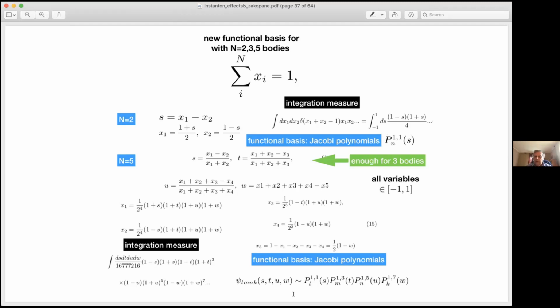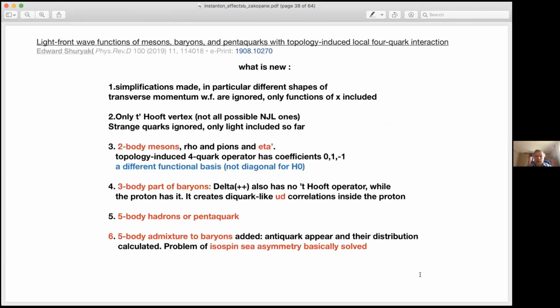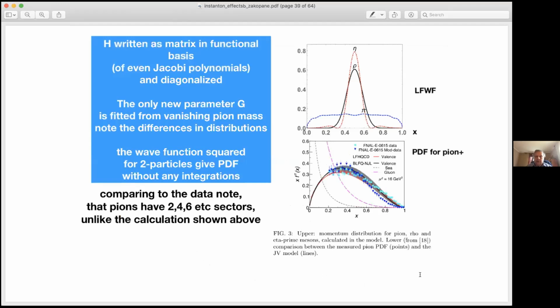So the basic functions which one needs to use are products of polynomials of each variable separately. But these are different Jacobi polynomials, because the measure is different for different variables. Nevertheless, one can write this type of functions in matrices, and your Hamiltonian becomes some matrix. You diagonalize it by Mathematica, and it gives you masses and wave functions. So let me skip this.